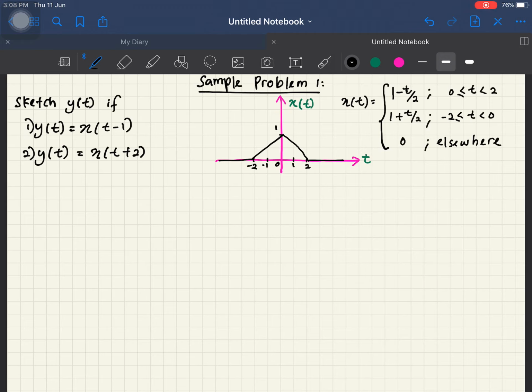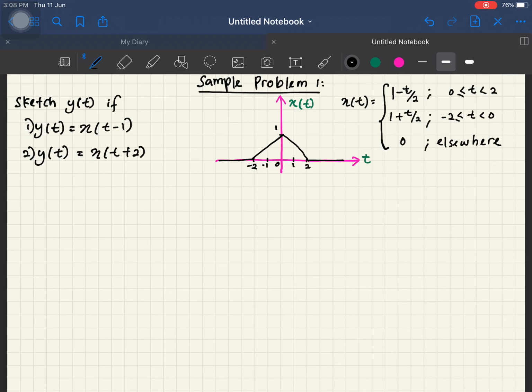In this video I will show you the solution to the sample problem that I gave in the video where I discussed transformations of signals. The first problem is shown here, where you are asked to sketch y of t as x of t undergoes a time shift by -1, and the second one, to sketch y of t as x of t experiences a time shift of +2. Let's have a look at this example.